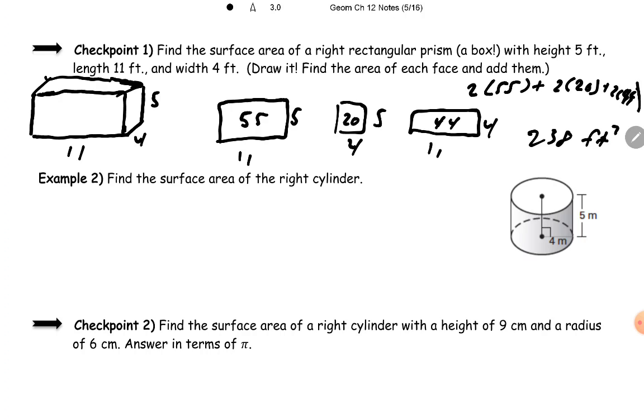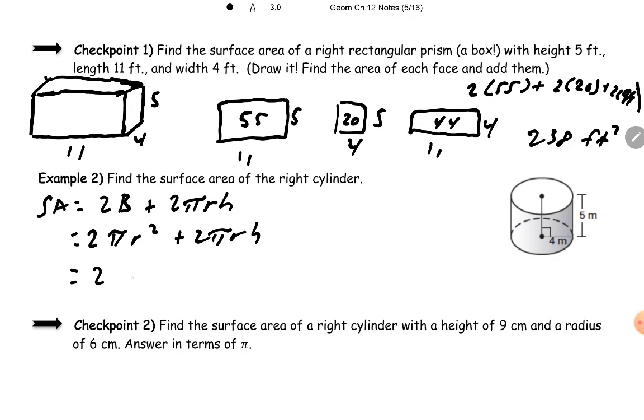Alright, find the area of this right cylinder. So the surface area of a cylinder is 2 times the area of the base plus 2 pi rh. The area of the base is pi r squared, so 2 pi r squared plus 2 pi rh. Let's put in our numbers: 2 pi times 4 times 4, plus 2 pi times 4 times the height, which is 5.